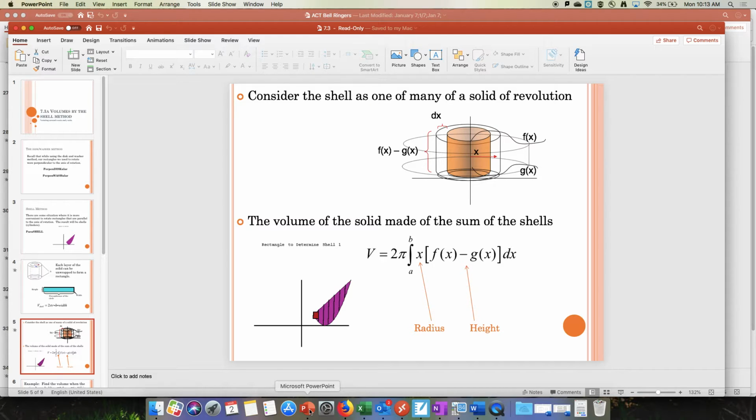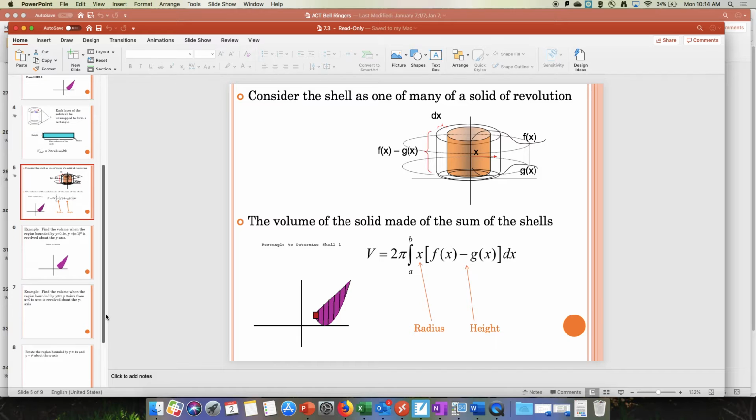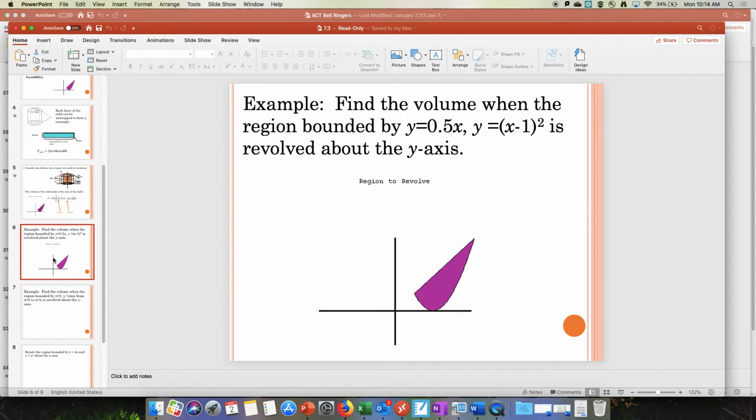So today, I have 3 examples that we're going to do. We're going to go through how to set these up, both in terms of x and in terms of y. So our first example is actually this picture right here. I really want to show you this, but I'm afraid it's going to mess up my recording. Last time I did a PowerPoint, it didn't do my recording. But maybe when we're done, I'll show you that little image. So here's our first example. We're going to take y equals 0.5x and y equals x minus 1, the quantity squared, and we're going to rotate it about the y-axis.